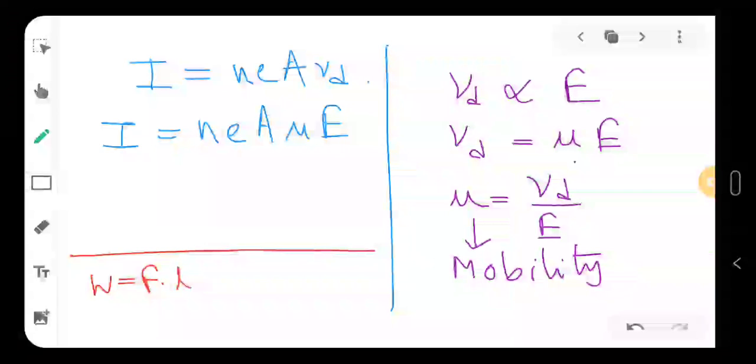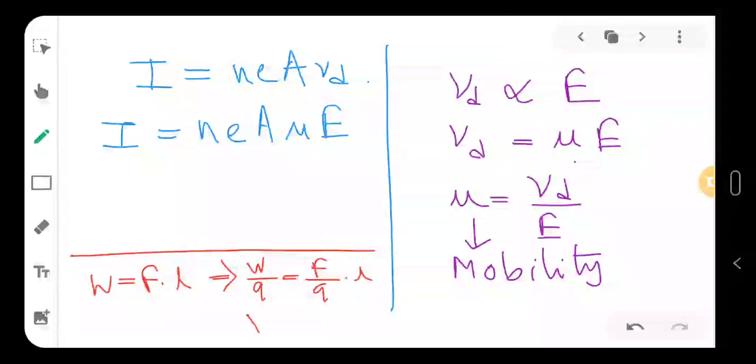So if I divide both sides by Q, I will be getting W by Q equals F by Q into L. Now W by Q is your potential, that is, your potential difference, you can say also. F by Q is your E, and this is your L. So this is a very important formula you have to remember. You must remember this formula.